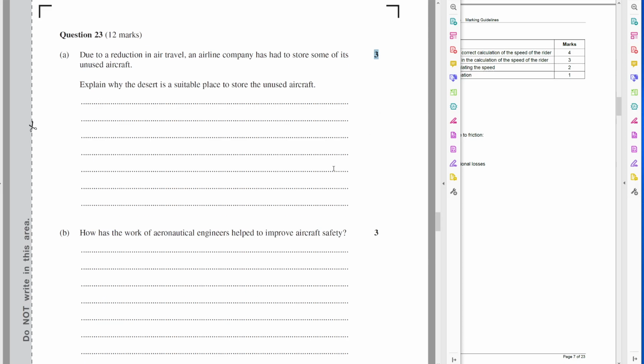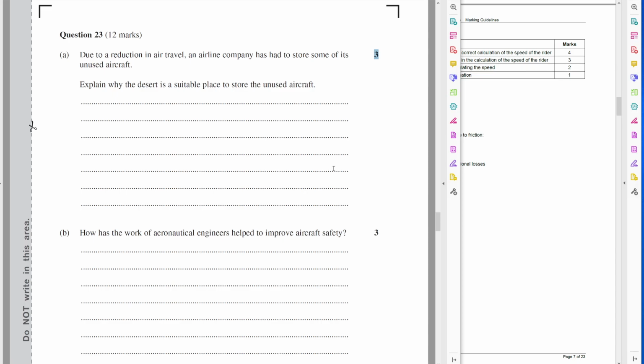Explain why the desert is a suitable place to store unused aircraft. Well, we know that a problem for the degradation of aircraft is corrosion, and because of the lack of moisture in the desert, corrosion is probably less likely to be a problem. Another consideration is the fact that the desert is not usually in-demand real estate, so it's easier to access rather than in a highly developed area.